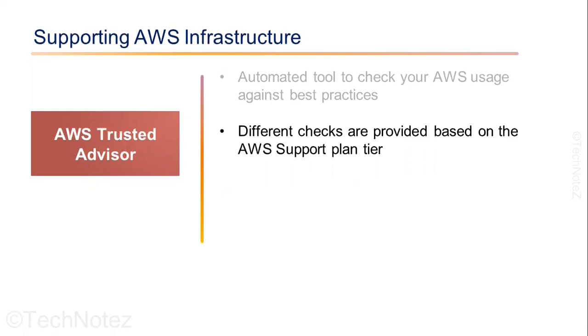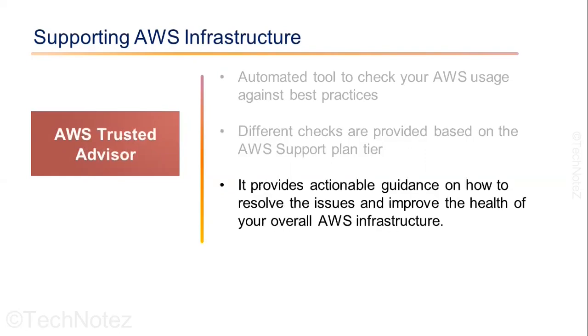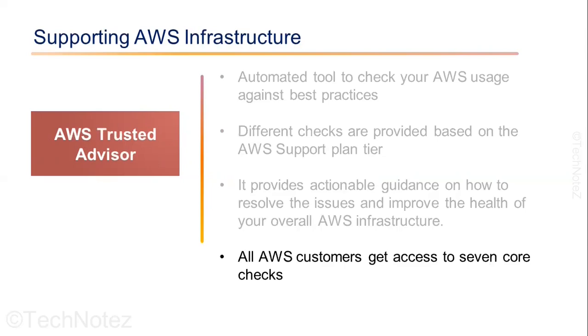It examines your security, performance, and cost efficiency settings and alerts you if there are any issues or if you could be saving some money. It also provides actionable guidance on how to resolve the issues and improve the overall health of your AWS infrastructure. It's like having a personal advisor to check your AWS environment and give you tips to improve it. All AWS customers get access to the 7 core checks of the Trusted Advisor, and it can be accessed from the AWS Management Console.